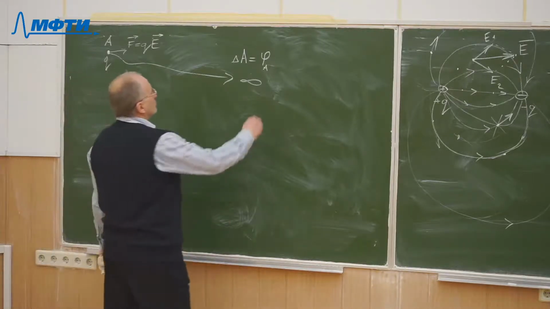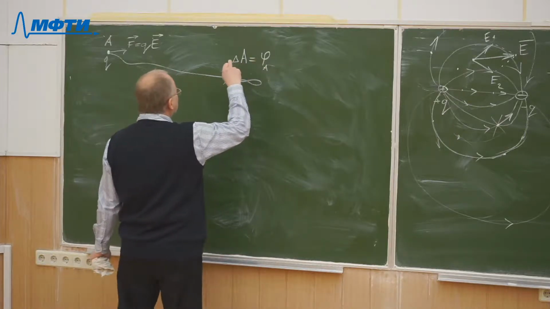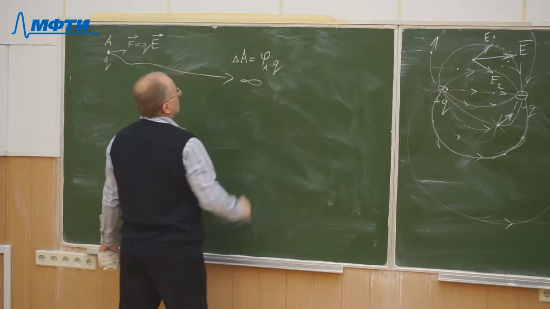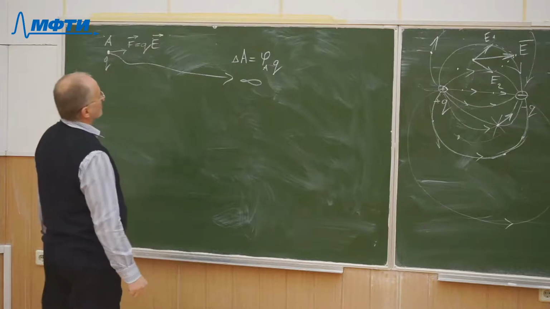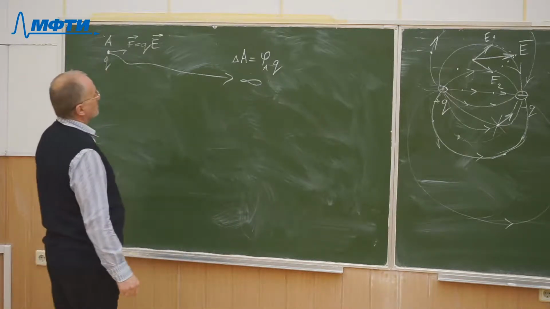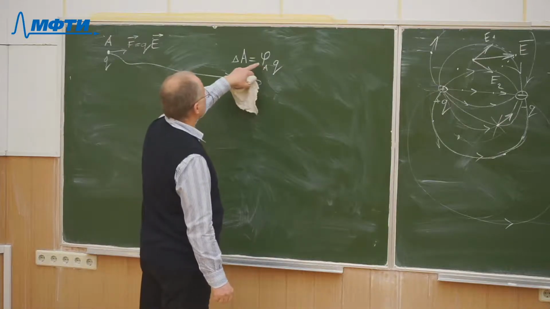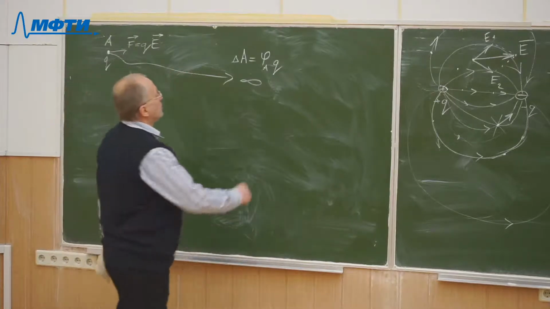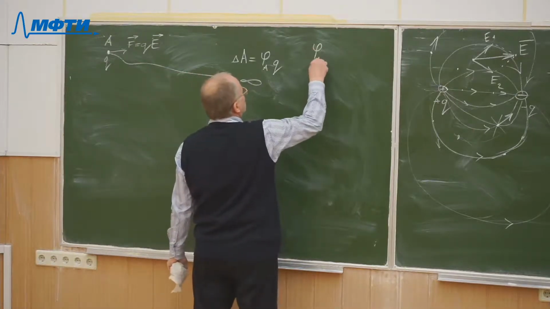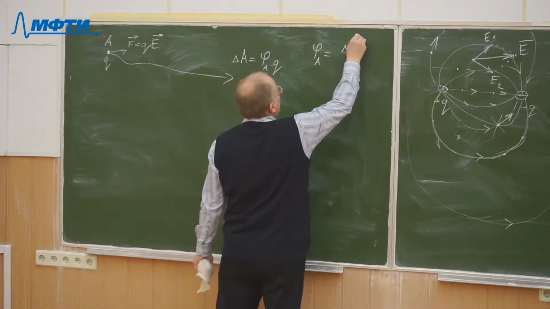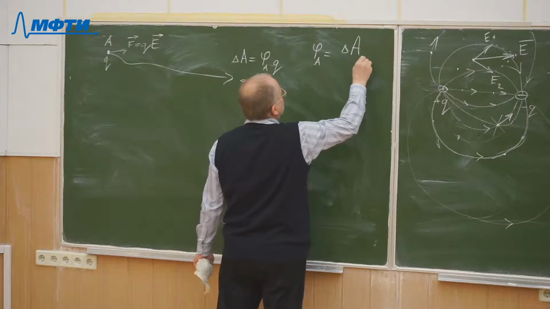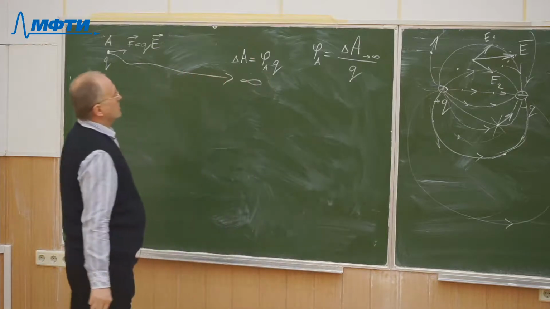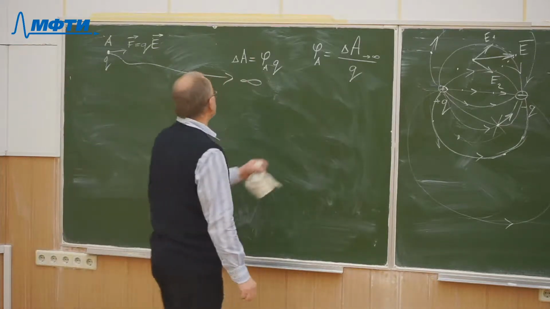If the charge is not equal to 1 unit, then the work will be proportional to the magnitude of the charge. And in the general case, the work performed equals the field potential at point A times the electric charge. So by definition, the field potential at point A is the work performed when we move the charge from point A to infinity divided by the quantity of this charge. By definition, that is the field potential at a given point.